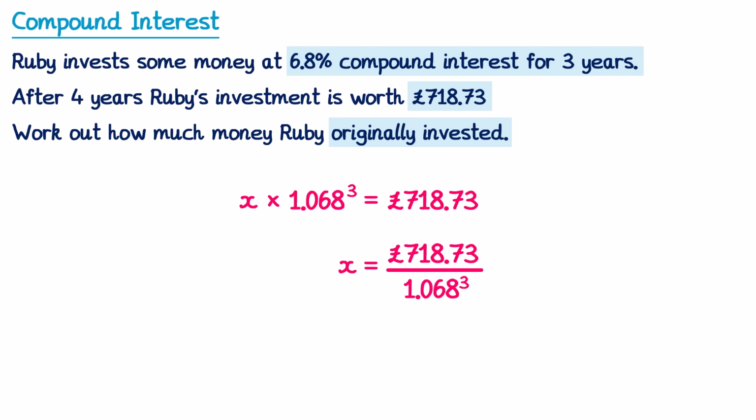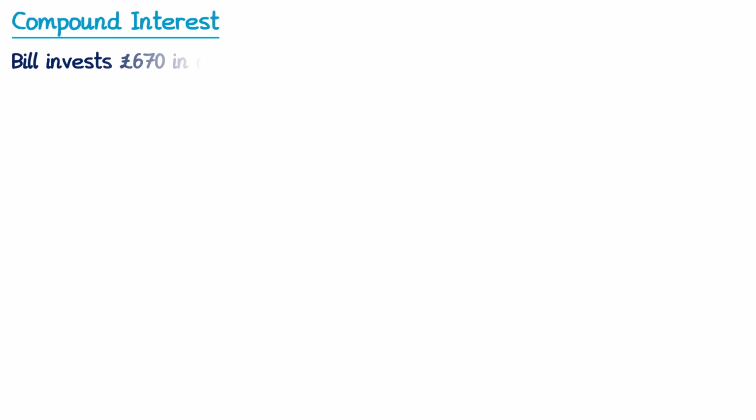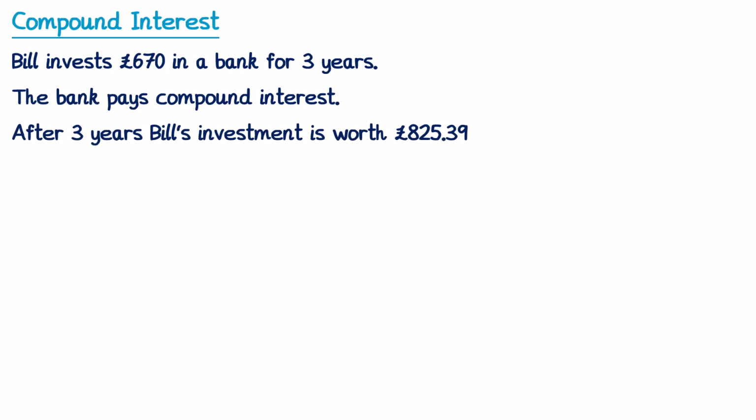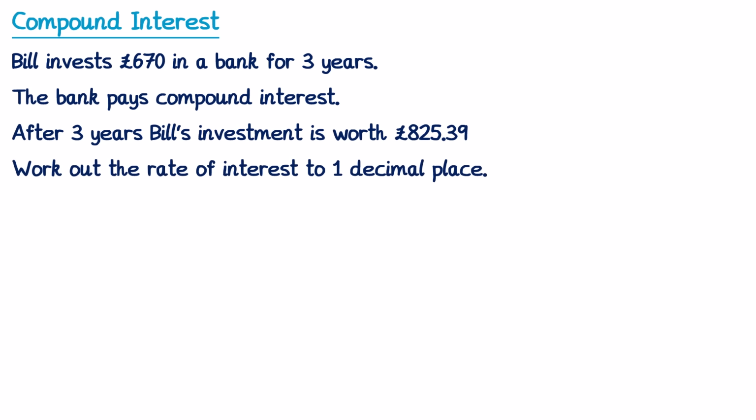If you do this on your calculator, you'll end up with £590. For the next question, we're told that Bill invests £670 in a bank for 3 years. The bank pays compound interest, and after 3 years, Bill's investment is worth £825.39. And we need to work out the rate of interest to 1 decimal place.